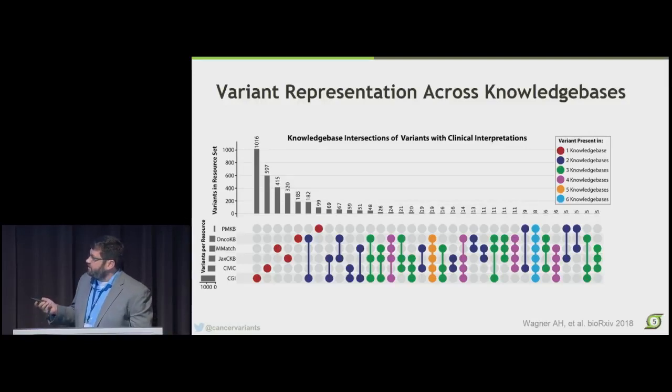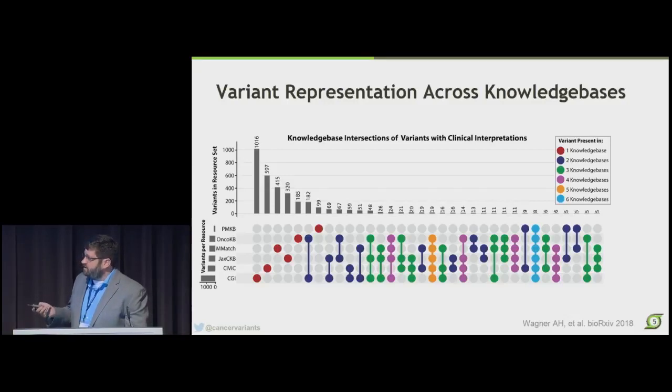So as an example, there are 415 variants that are observed in, let's see, this is the third column, in molecular match, but in none of the other knowledge bases. There are 185 variants that are observed in interpretations across the OncoKB and Cancer Genome Interpreter knowledge bases, but not observed in any other knowledge base. And these colors represent basically a number of knowledge bases in the set.